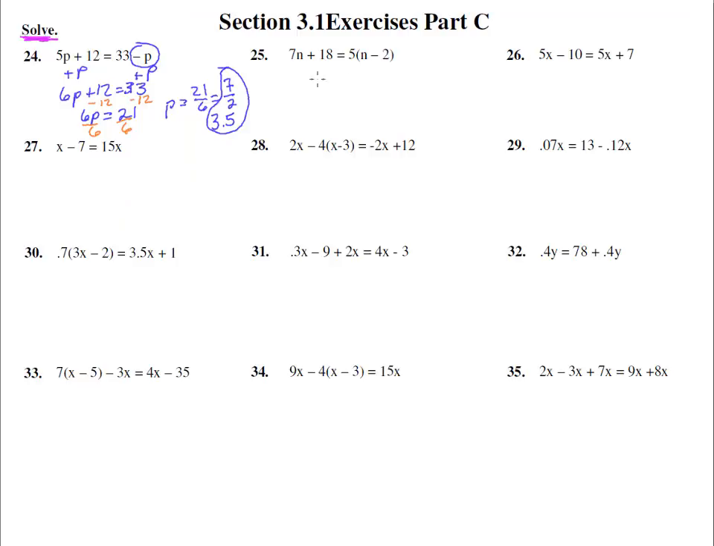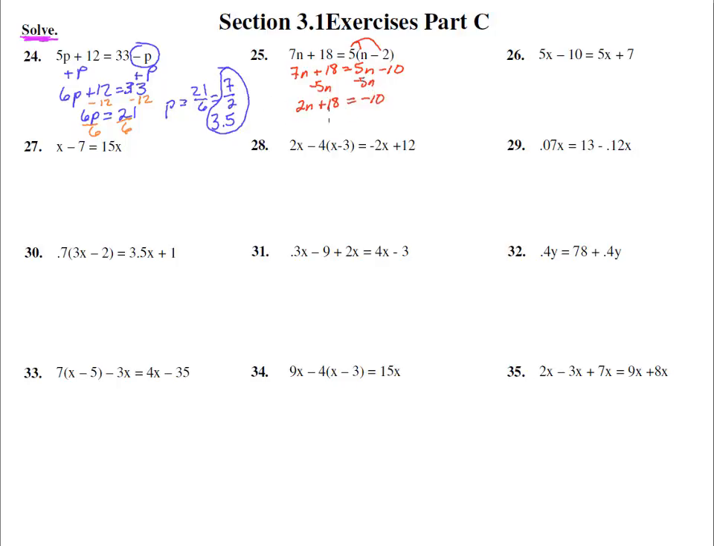Number 25. 7n plus 18 equals 5n minus 2 parentheses... Let's distribute to get rid of those pesky parentheses. They're not as simplified as it should be. 7n plus 18 equals 5n minus 10. Now we could get rid of either the 5n or the 7n. I'll choose to get rid of the positive 5n by subtracting 5n. Do it from both sides. If I do that, I now have 2n plus 18 on this left-hand side equals a negative 10.